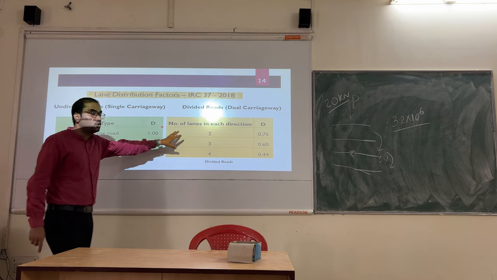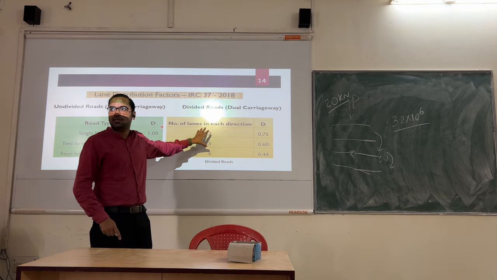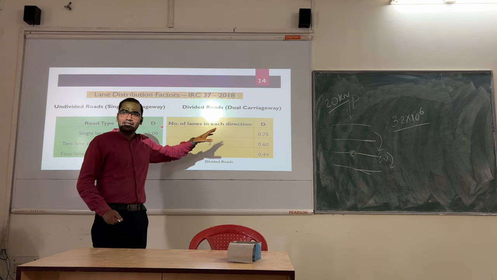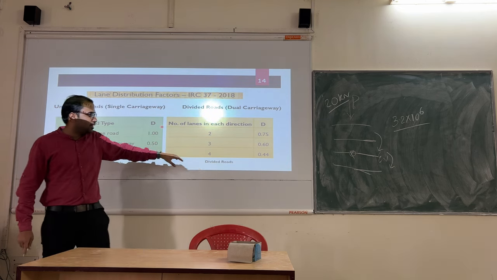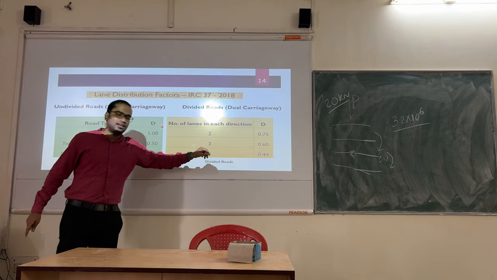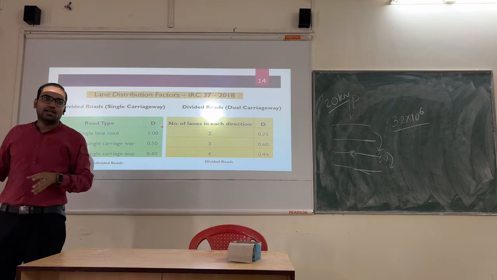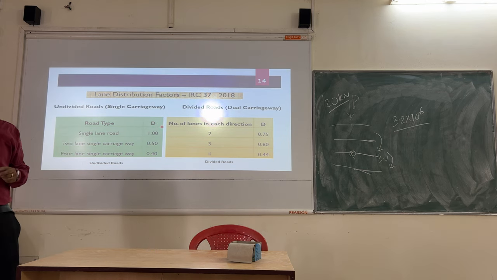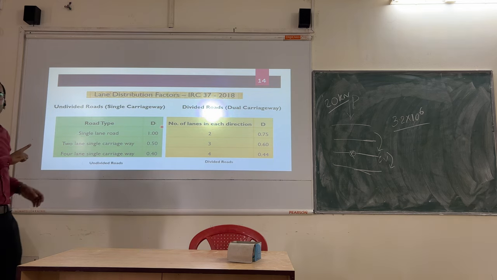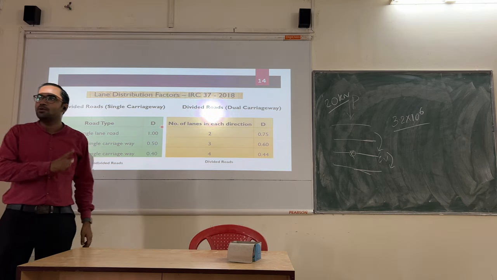But whenever it is a dual carriageway road, you have to consider traffic on each direction. For two lanes on each side, it is 0.75. Here it will be 0.45, not 0.44. For three lanes, it is 0.60. And for a four lane divided carriageway, the factor is 0.45. So this is the important part, because that will not be provided in the question. So you have to remember this factor.